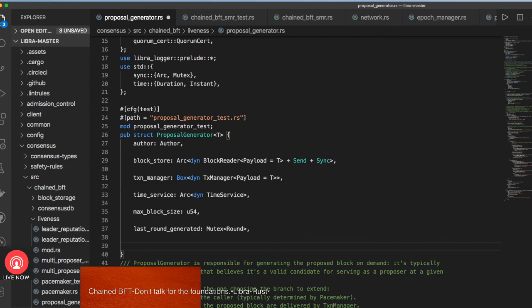So we have here the author, that is the ID, that in another sense is the account address of this validator in the validator side. We also have the block store, it's queried for finding the branch to the proposed block. We have this transaction manager, that is delivering this transaction. The time service is to generate block timestamps, that we saw is a way to prevent double spend. And we have the max number of transactions to be added to a proposal, that is the max block size. And we have the last round generated, the last round that a proposal was generated. So far we can find here the struct of this proposal generator.